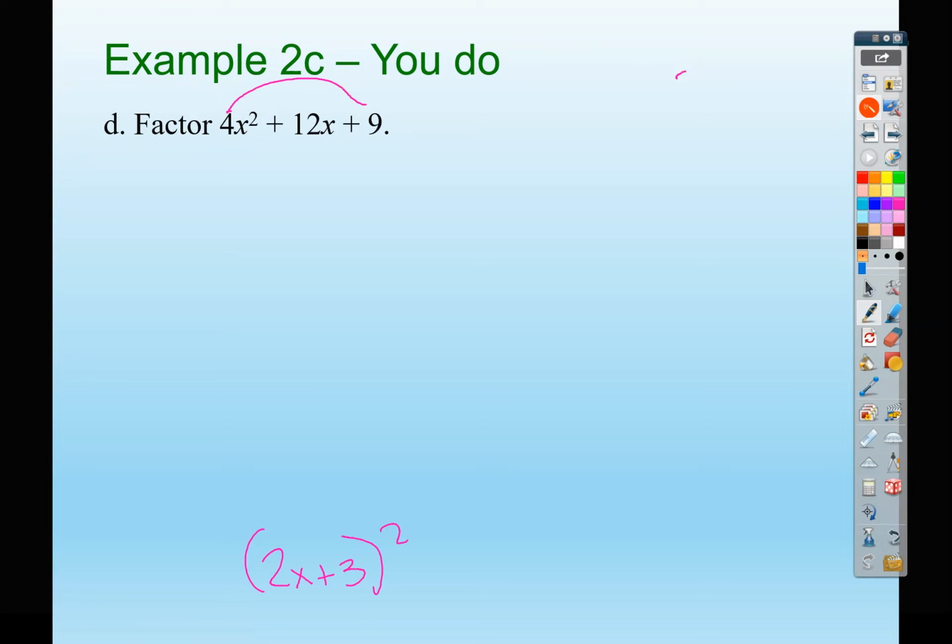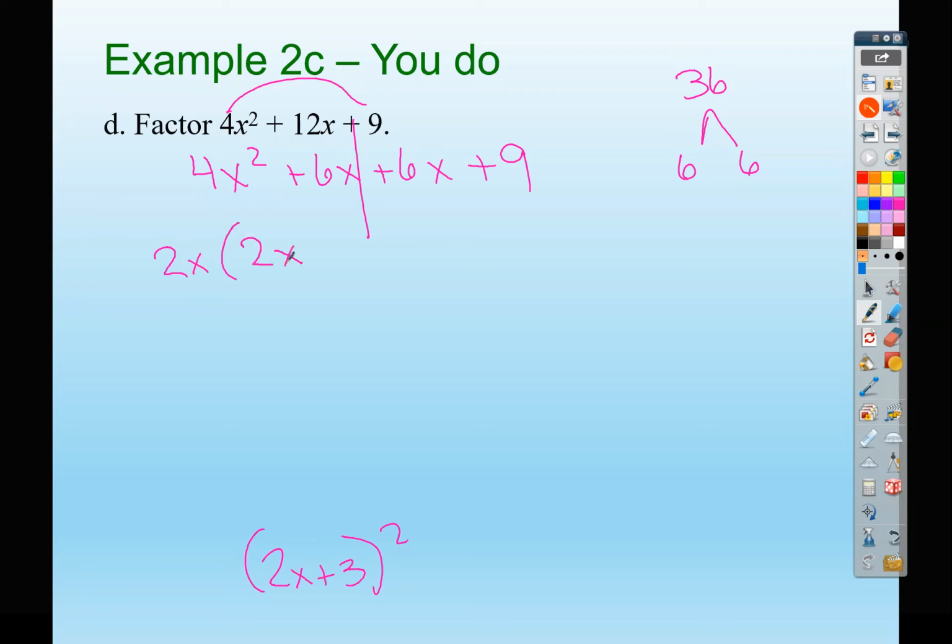So 4 times 9 is 36. What would add together to give you 12? 6 and 6, right? So 4x squared plus 6x plus 6x plus 9. What do they have in common? A 2x. What would be left? 2x plus 3. These, I can take out a 3, and I'm left with 2x plus 3.